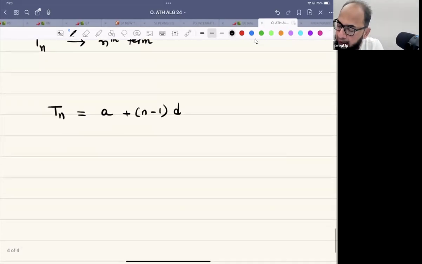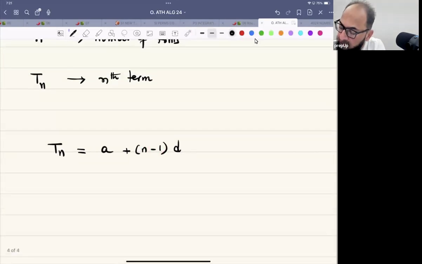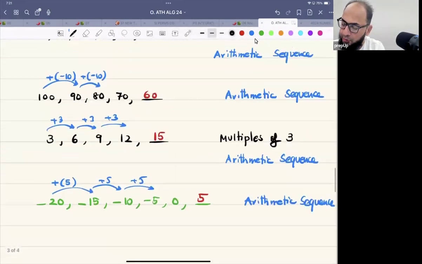That means if I have the first term, if I have the number of terms, if I subtract 1, multiply with D, and add A to it, I'll get any particular term. So the nth term can also be written as any particular term. So now, how is it applicable over here?